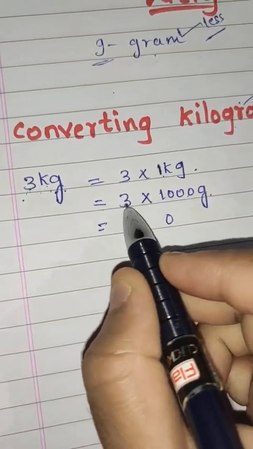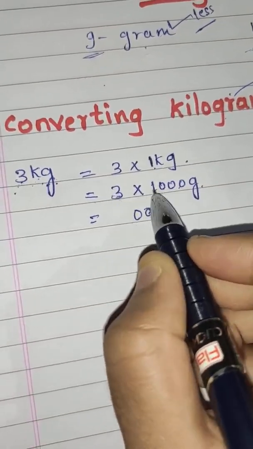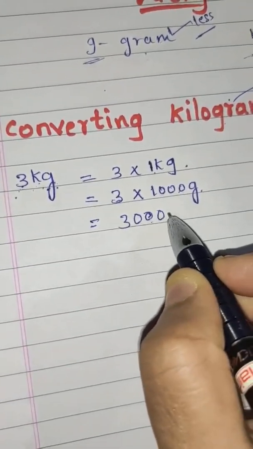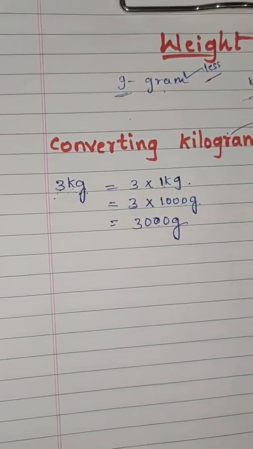300, 3 ones are 3. So 3000 gram. Understood, children?